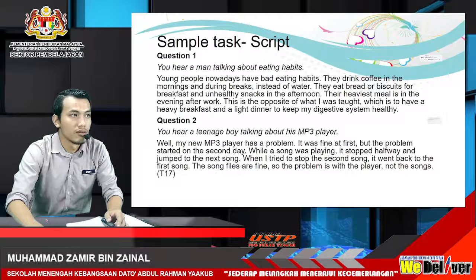Young people nowadays have bad eating habits. They drink coffee in the mornings and during breaks instead of water. They eat bread or biscuits for breakfast and unhealthy snacks in the afternoon. Their heaviest meal is in the evening after work. This is the opposite of what I was taught, which is to have a heavy breakfast and a light dinner to keep my digestive system healthy.